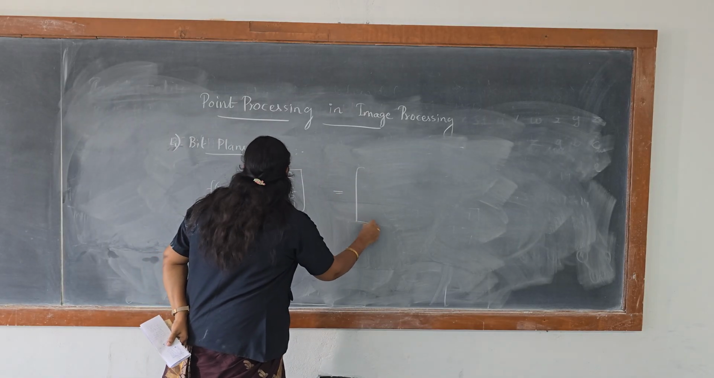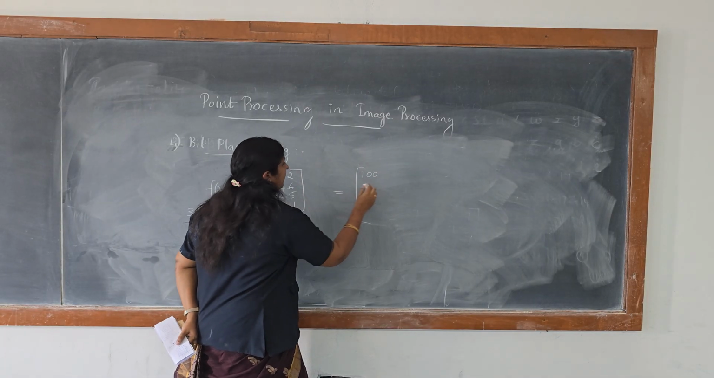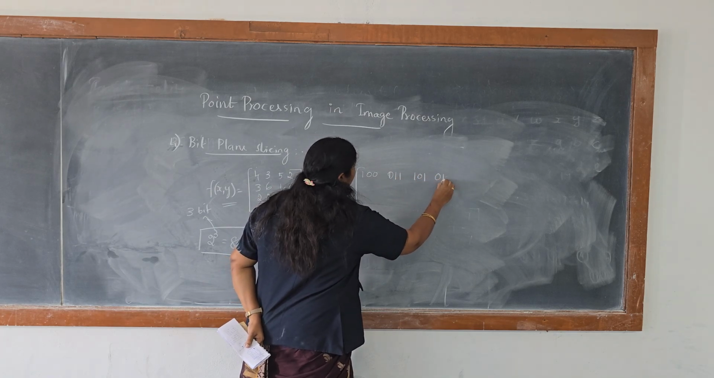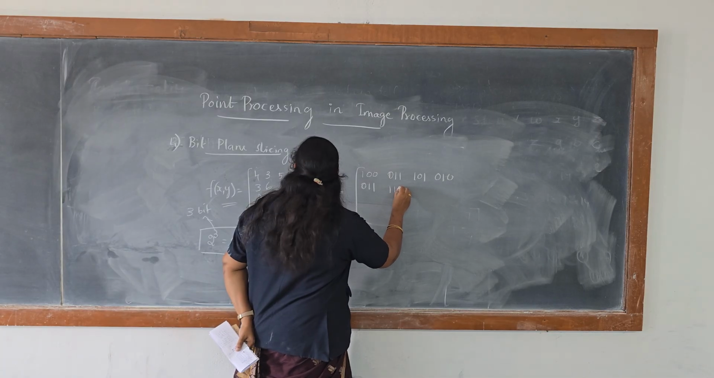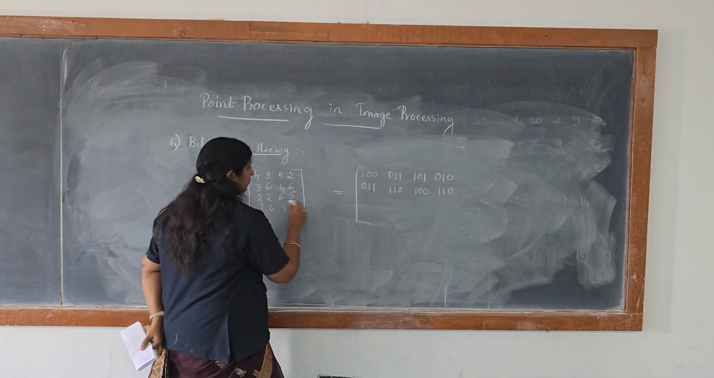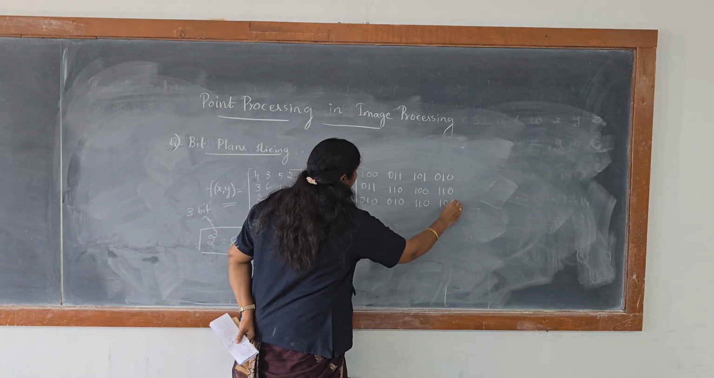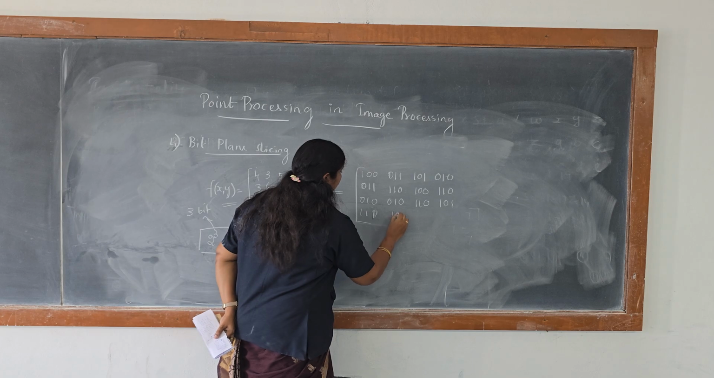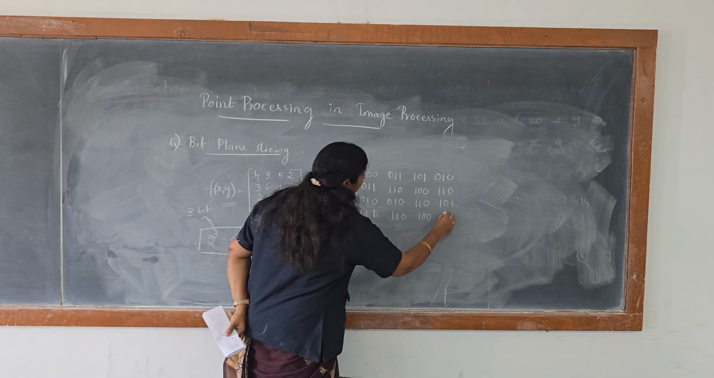How will you write the 3-bit values? 4 is 100, 3 is 011, 5 is 101, 2 is 010, and 3 is again 011, 6 is 110, 4 is 100, again 6 is 110, 2 is 010, 2 is 010, 6 is 110, 5 is 101, then 7 is 111, 6 is 110, 4 is 100, and finally 1 is 001.